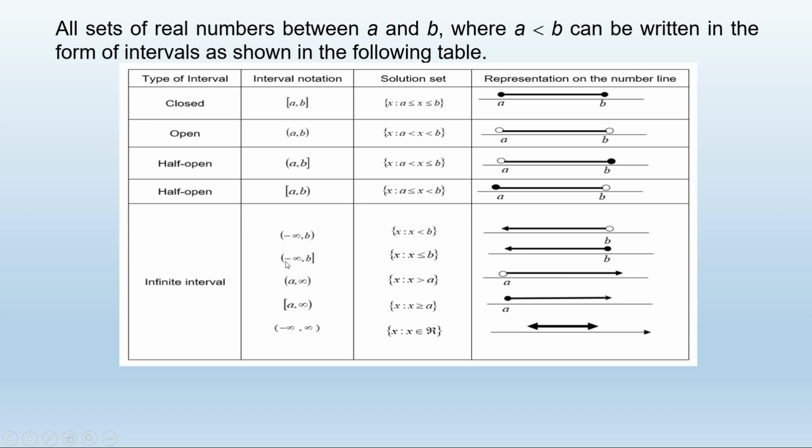Next, from negative infinity to B, including B. So solution set x, where x is less than or equal to B. So we draw on the number line. We draw from B to the left, and at B a filled circle.